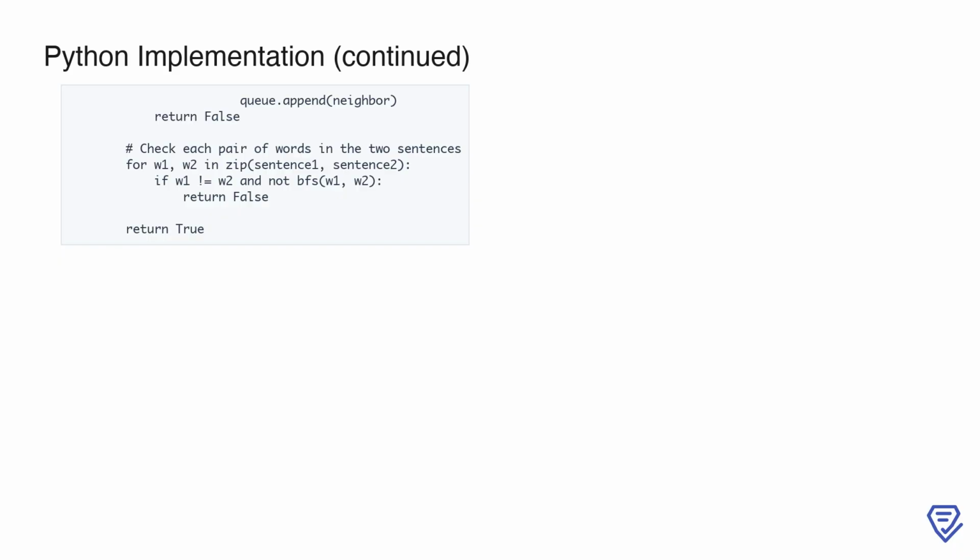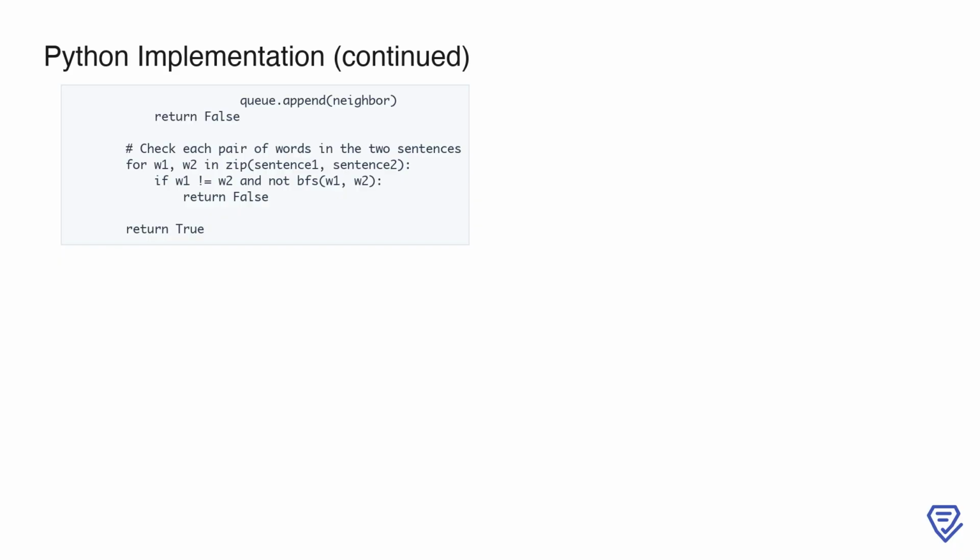Now, with the helper function in place, we move on to checking the two sentences word by word. Using the zip function, we iterate through pairs of words from sentence 1 and sentence 2. If the words at a given position are identical, we consider them similar and move on. However, if they are different, we call the BFS function to determine if the two words are connected in the similarity graph. If BFS returns false for any pair of words, it means the sentences are not similar, and we return false immediately. Finally, if all word pairs pass the similarity check, the function concludes by returning true, indicating that the two sentences are similar.